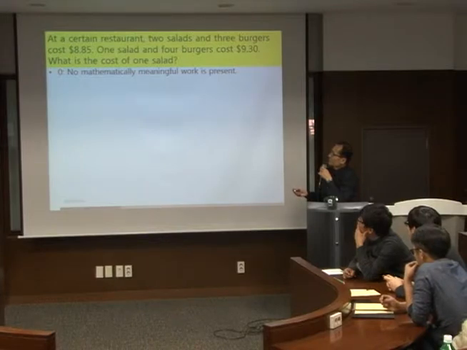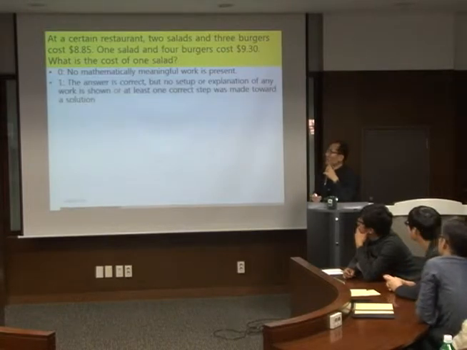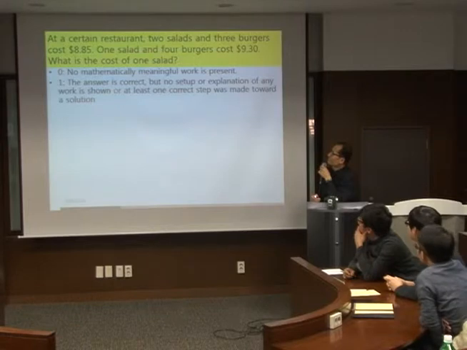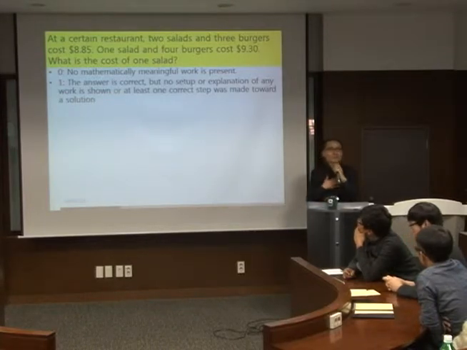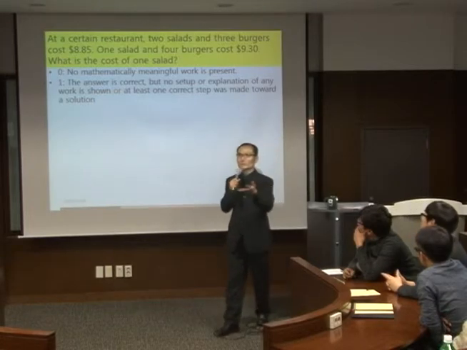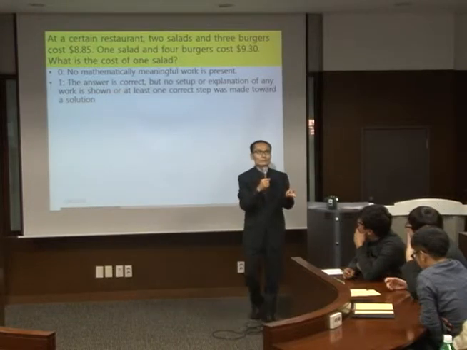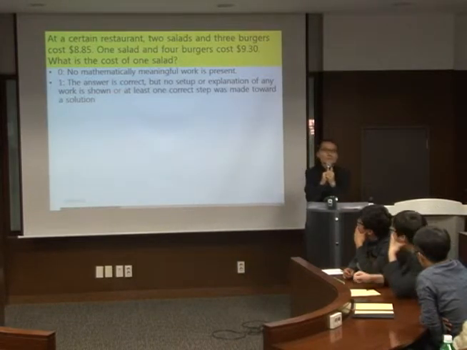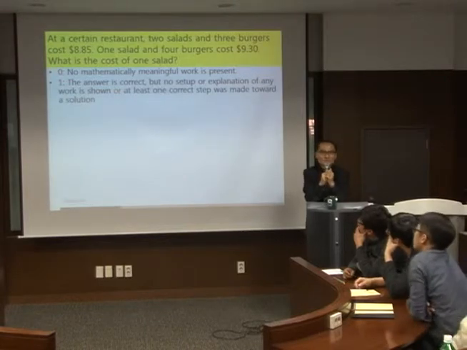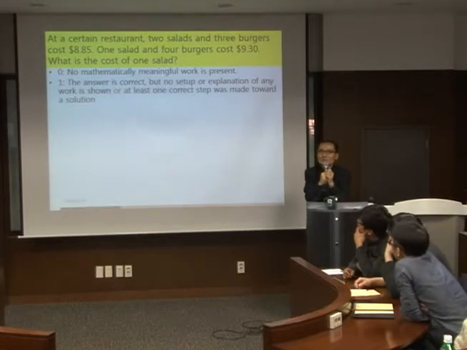0 points, obviously, is when no mathematically meaningful work is present, right? This is 0 points. What about 1 point? I added this way: the answer is correct, but no explanation of any kind is shown. What do you think? From my perspective, if the answer is correct but there is no explanation, even if I'm going to ask for an explanation, probably I'm going to give maybe 1 point out of 4. You may disagree with me, but this is my perspective in terms of problem solving.